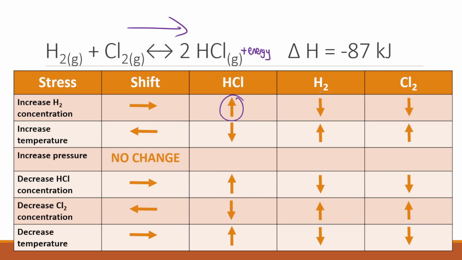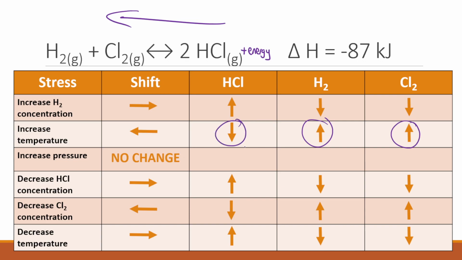Increase in HCl, decrease in H2 and Cl2. We use those up faster than we make them. We make HCl faster than it breaks down. Increasing the temperature, right? Energy is on the right side of the arrow, so that means that it's going to cause the reverse reaction to speed up. We shift to the left. We make H2 and Cl2 faster than they combine, and we use up HCl faster than it is produced.